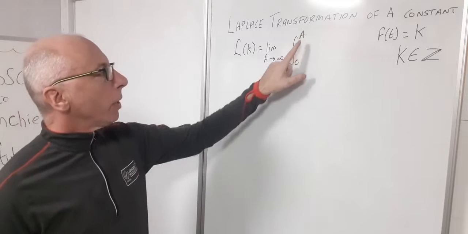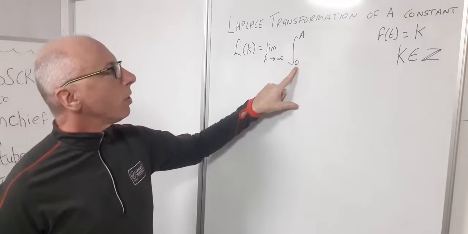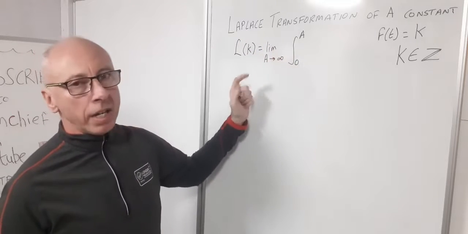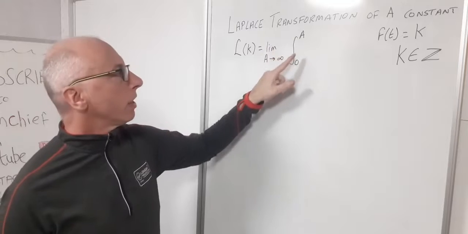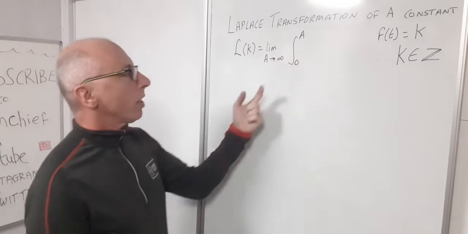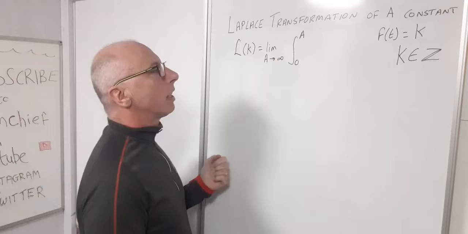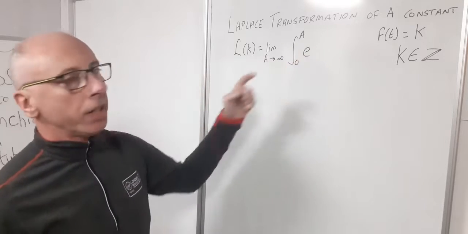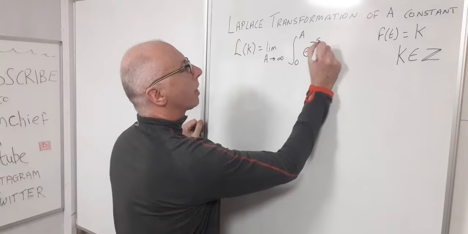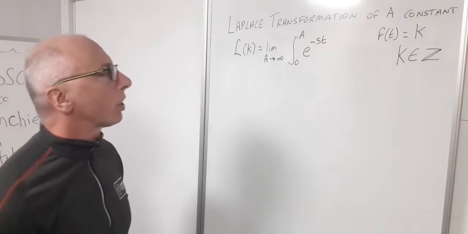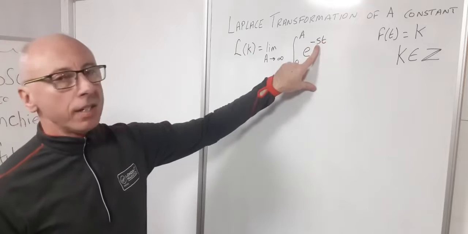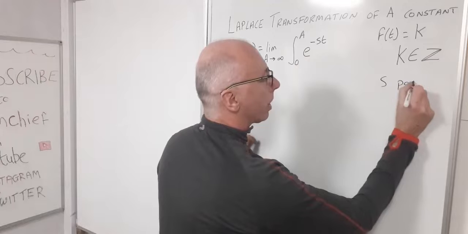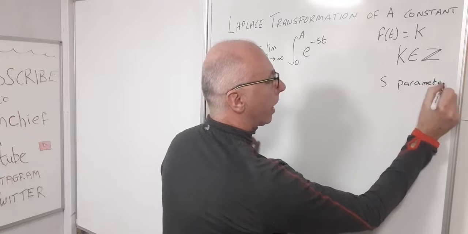Now, just to jump in here, why I've got a 0 here: because this is the unilateral version of the Laplace transformation. If I wanted the bilateral version, I'd go from negative infinity to this a. So anyway, continuing on with what's in the integrand. Standard in all Laplace transformations, inside the integrand I put e to the power of minus st, the exponential function. And s here, that's my parameter. So s is the parameter.